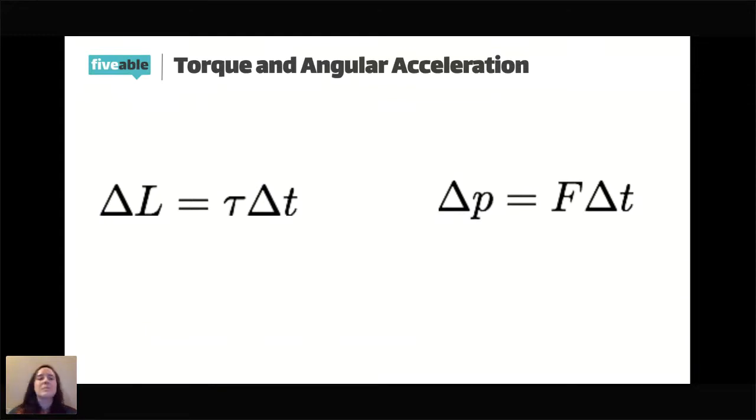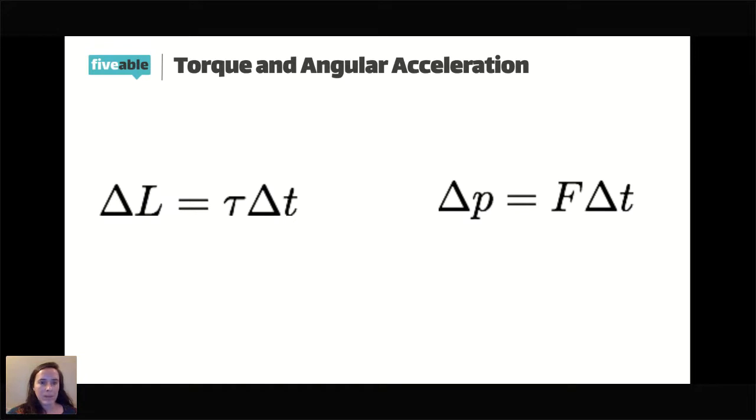One of the learning goals for this unit is that you can predict the behavior of a rotational collision situation, just like you do with linear collisions, by using the analogy between impulse, which is delta P equals F delta T for linear momentum, and delta L equals tau delta T for angular momentum.